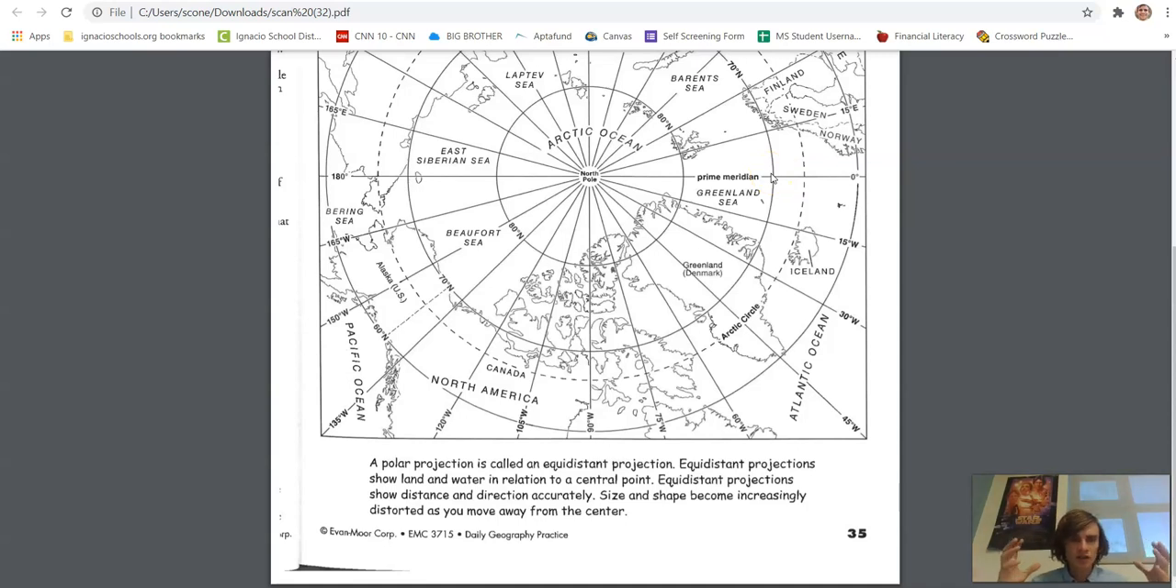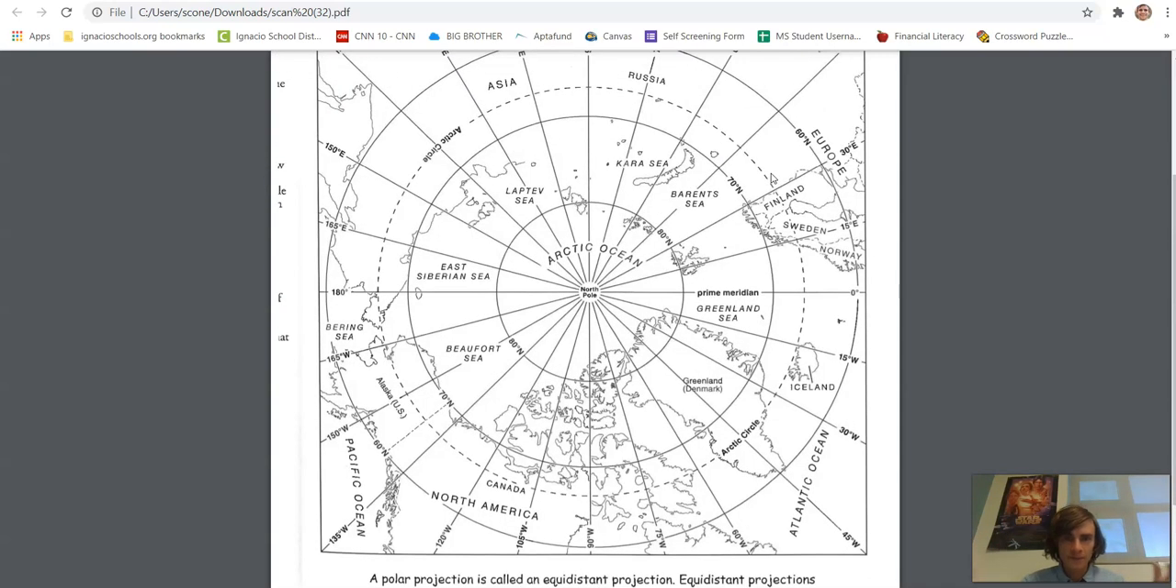These kind of projections show distance and direction accurately. The size and the shape becomes a little bit more distorted the further away you get, but since we are zoomed in quite focused on the Arctic, it is pretty accurate.